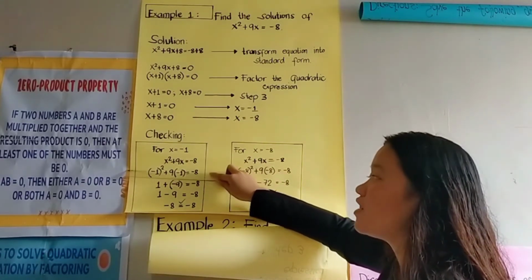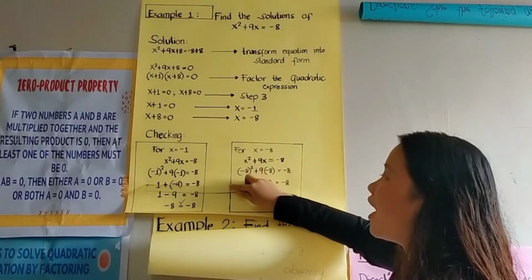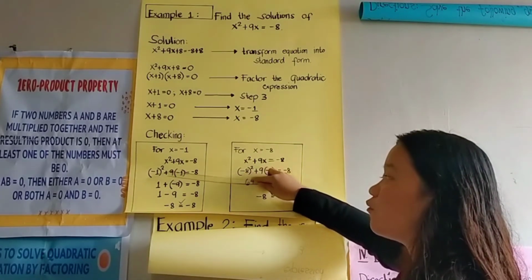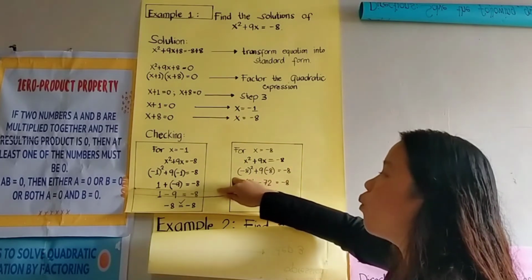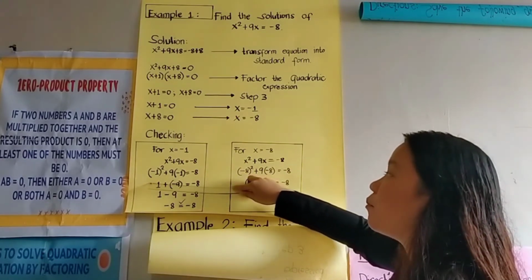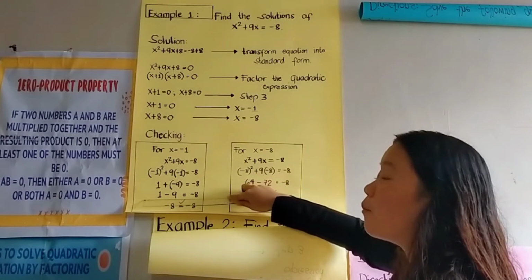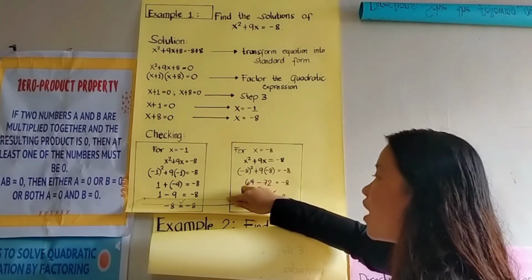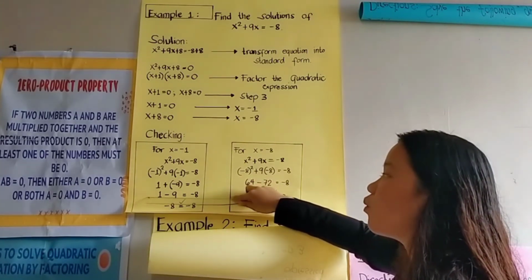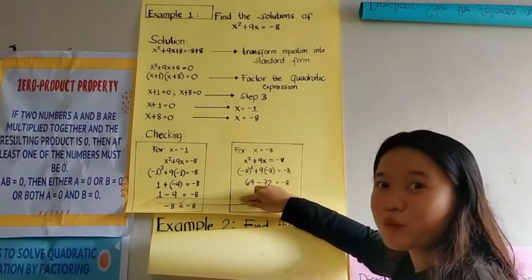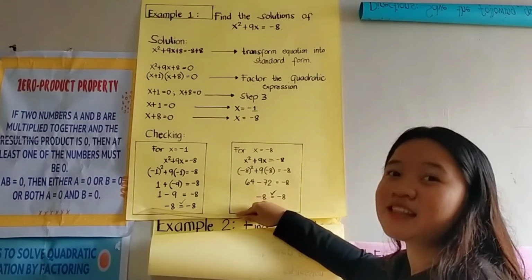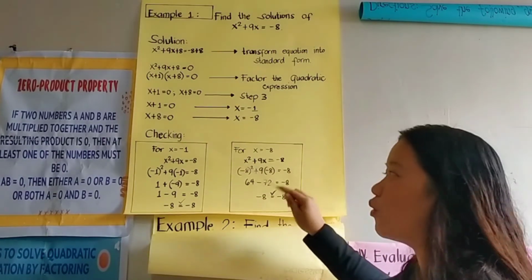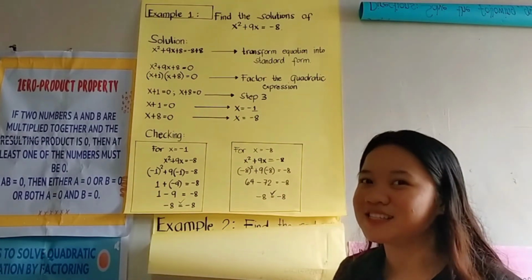Then negative 1 squared is 1, plus 9 times negative 1, we have negative 9, equals negative 8. So 1 minus 9 is negative 8. So we can have negative 8 is equal to negative 8, which is correct. So one of our solutions is correct.